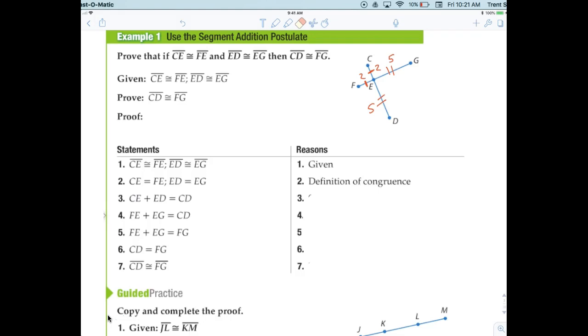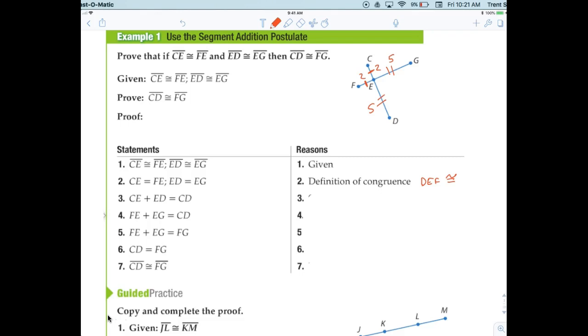Now, of course, I'm not asking you to write all that out, guys. Definition of congruence. We're going to do shorthand as much as possible. So I agree with that? Yes. Now, I want everybody to look at step 3.